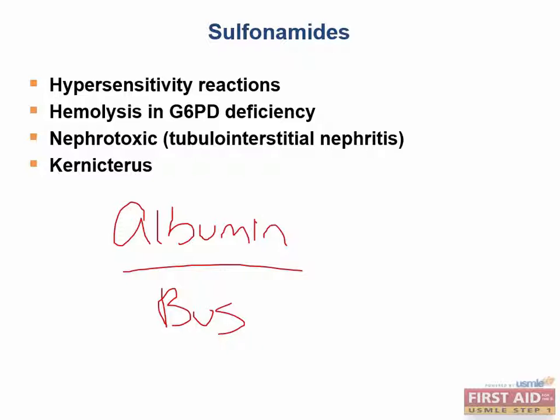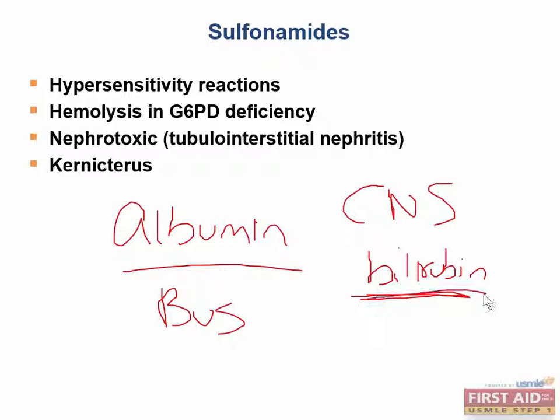Well, first, let's remind ourselves, what is kernicterus? Kernicterus describes central nervous system damage caused by the deposition of bilirubin. Now, do you remember why we only see kernicterus in neonates and in very young children? Well, this is because little babies do not have a fully developed blood-brain barrier, and therefore the bilirubin can cross the blood-brain barrier and deposit in the CNS.